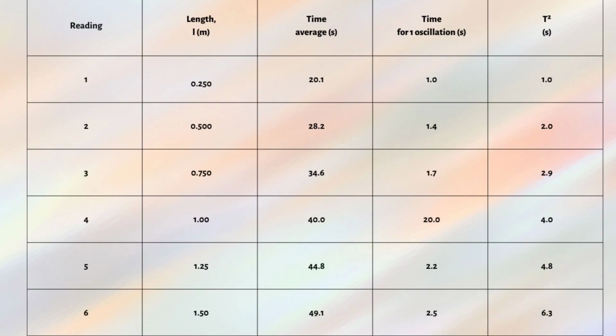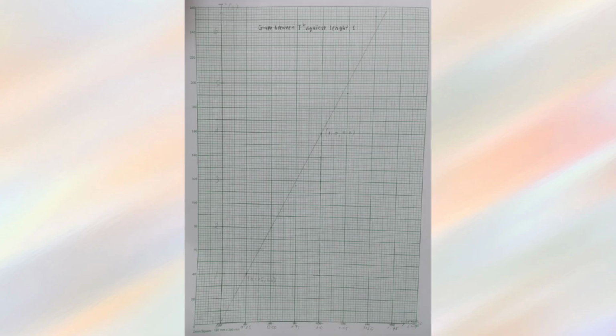So this is the table for analysis for experiment 1, where we calculate the time average, the time for one oscillation, and T2. The time average is obtained by adding T1, T2, and T3 and then dividing by 3. Then we calculate the time for one oscillation and square it for T2. This graph shows T2 against length for experiment 1, and it shows that 3 points hit a straight line and 3 points missed, and the gradient was calculated based on the graph.